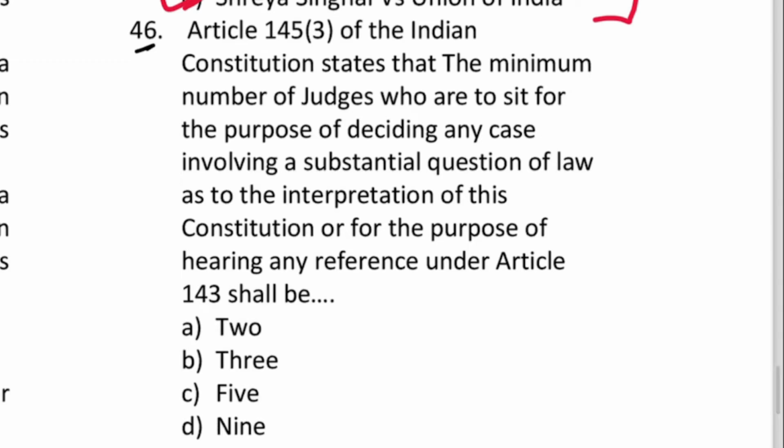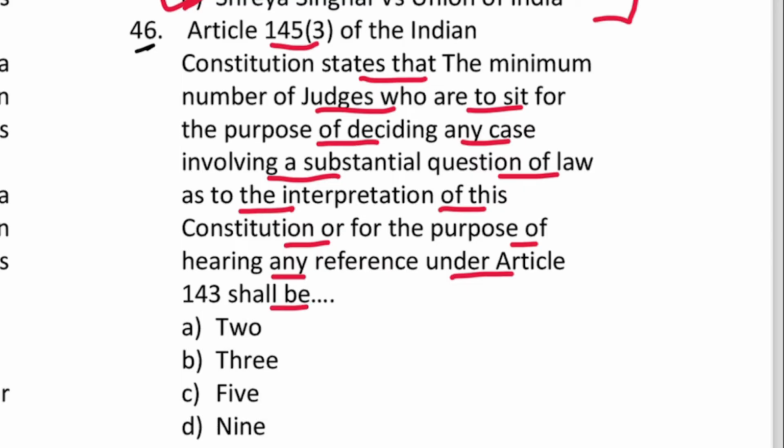Next 46. Article 145(3) of the Indian Constitution states that the minimum number of judges who are to sit for the purpose of deciding any case involving a substantial question of law as to interpretation of this Constitution or for the purpose of hearing any reference under Article 143 shall be 5. C is the answer.